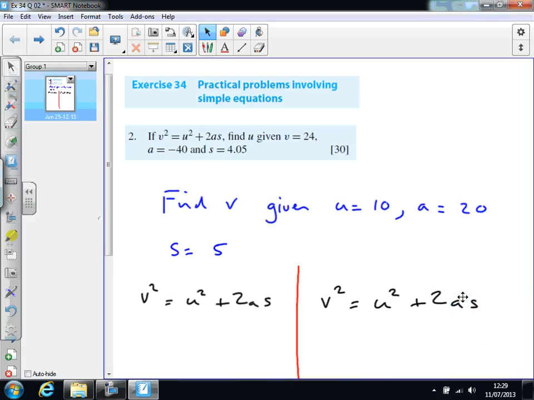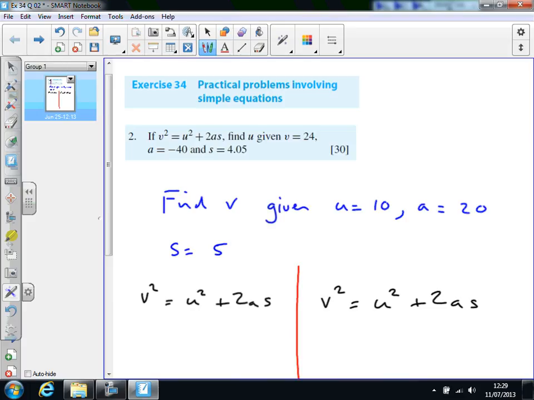Exercise 34, question number 2. In this particular question you've got one of the very familiar equations of motion that you will come across, I'm sure. V squared equals u squared plus 2as, where v is the final velocity, u is the initial velocity, a is the acceleration, and s is the displacement.